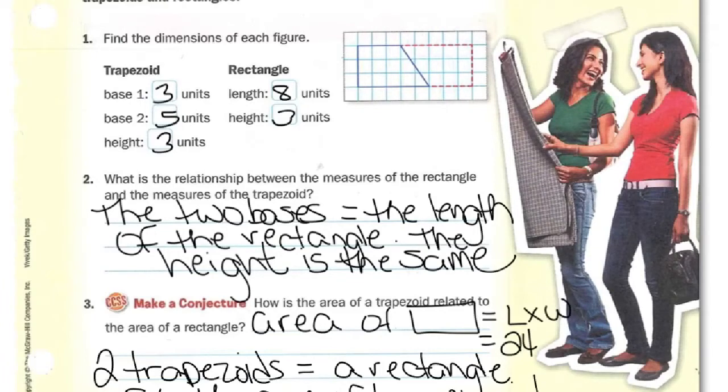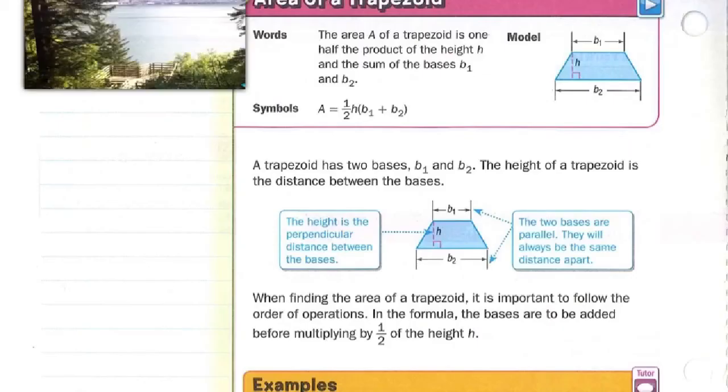Okay, make sure you've written all of this down, and then when you finish, go ahead and go to your next page. Okay, it's time for our buddy Stuart, scuba diving squirrel, to join us, and he is going to give you the definition of the area of a trapezoid.